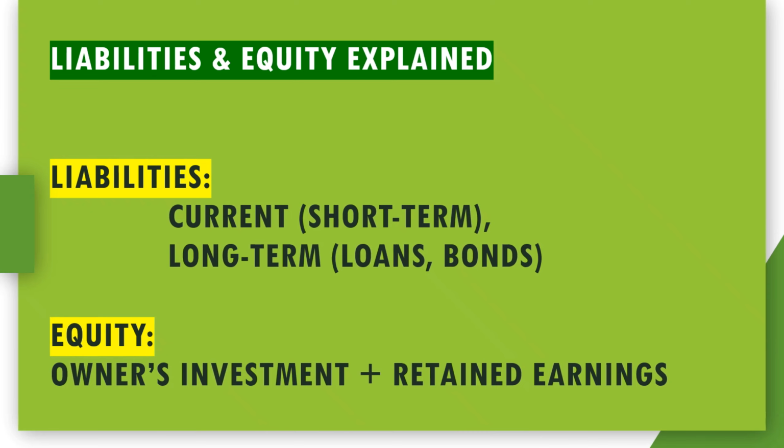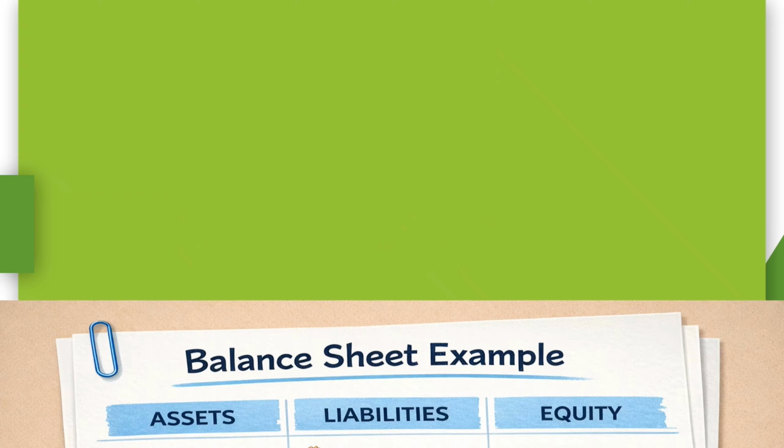Liabilities are what the business owes. Equity is what remains for the owners after paying debts. There are two types of liabilities as well, current and long term. Current means short term liabilities, and long term liabilities are like loans and bonds. Understanding both liabilities and equity is key to seeing the business's real worth.